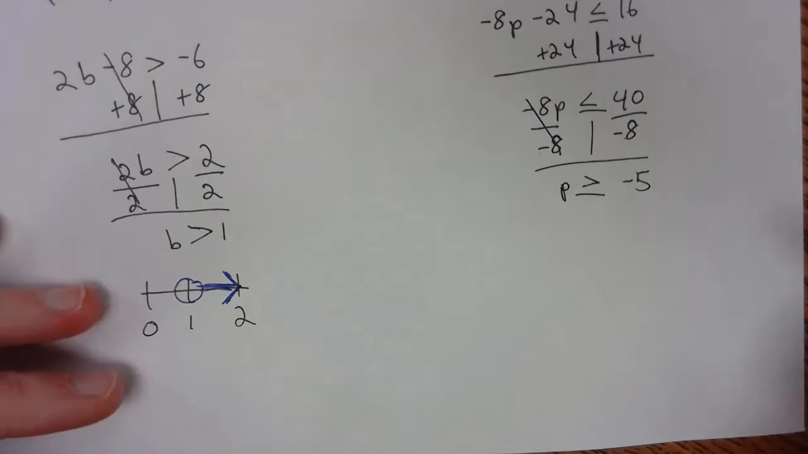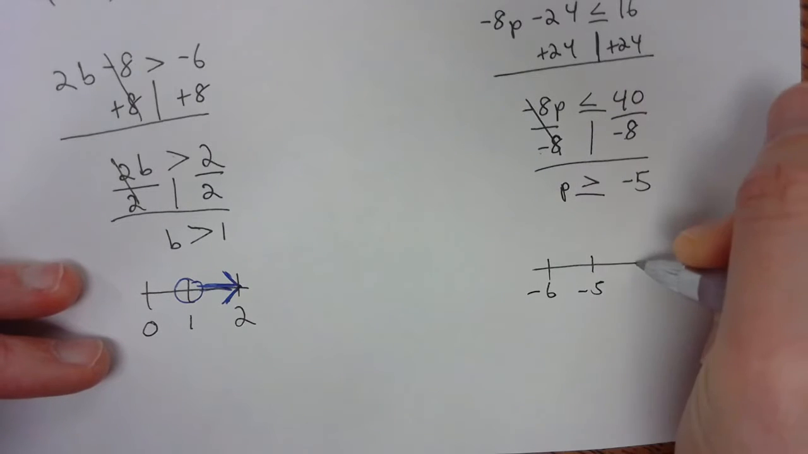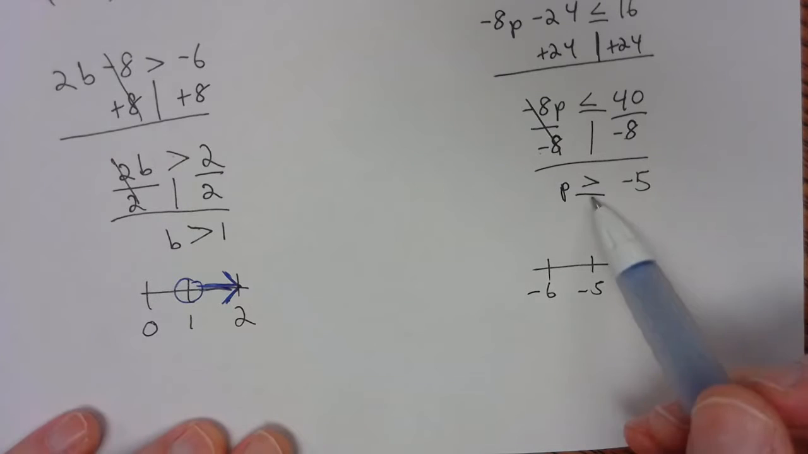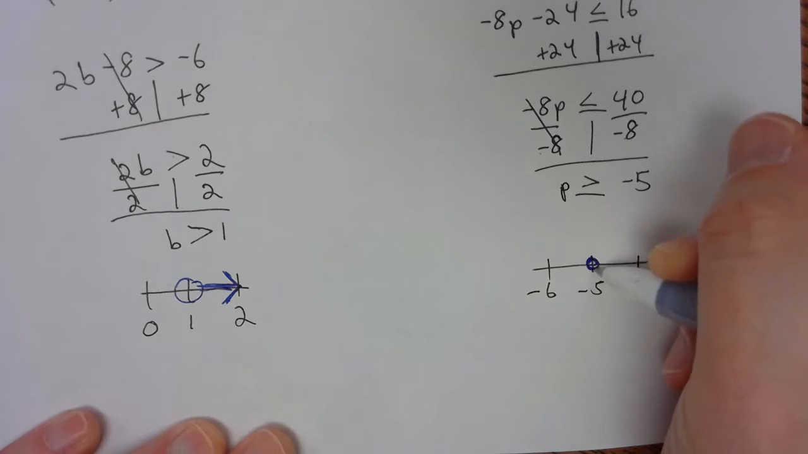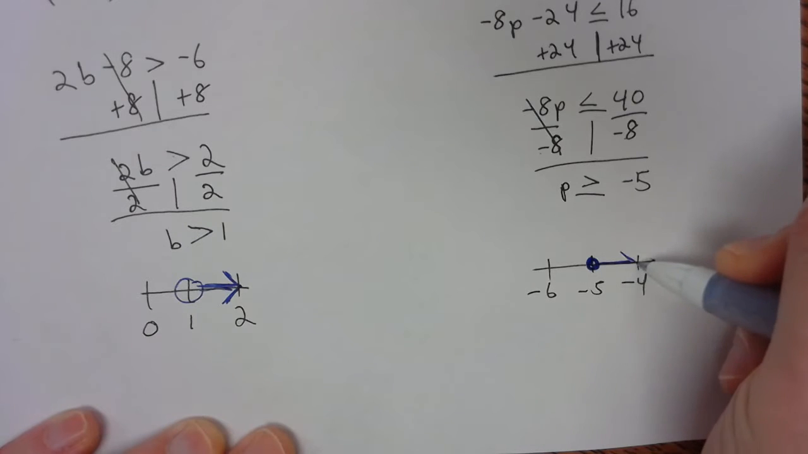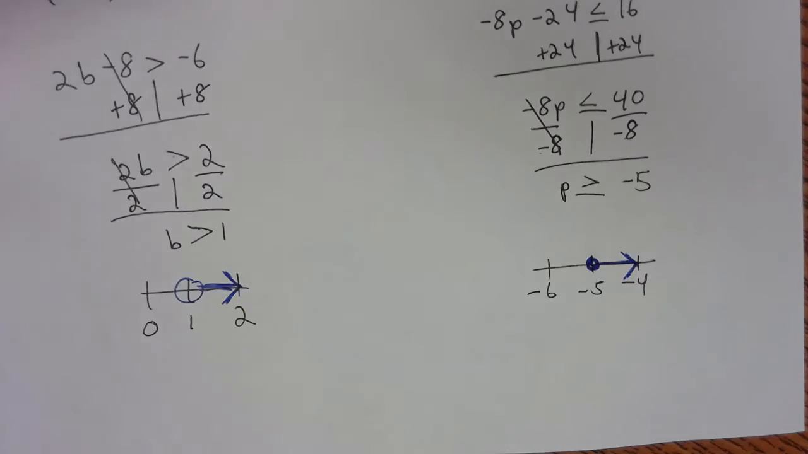Last thing we're going to do is draw a number line. Once again, it's or equal to, so I put a closed circle. And what number is greater than negative 5? Negative 4. Go and flip it to the back.